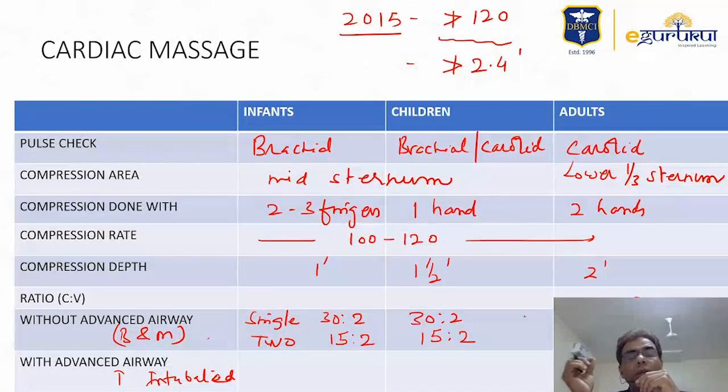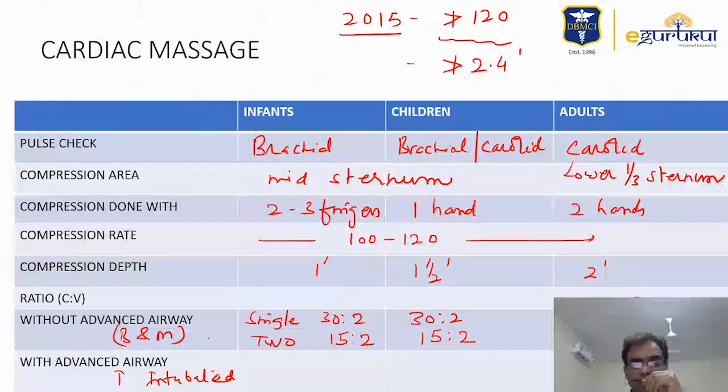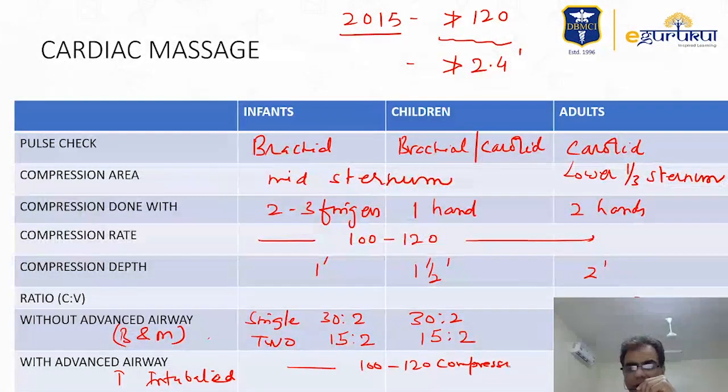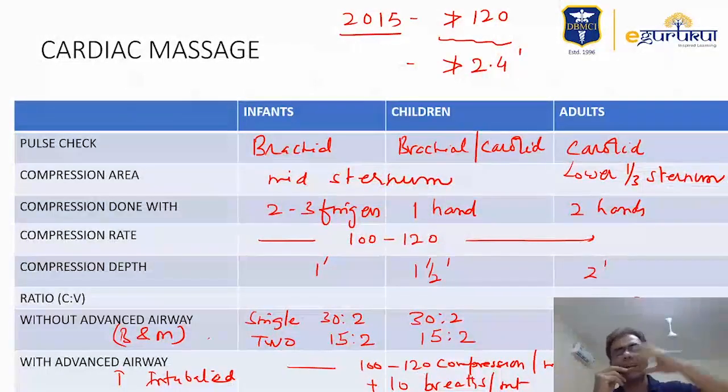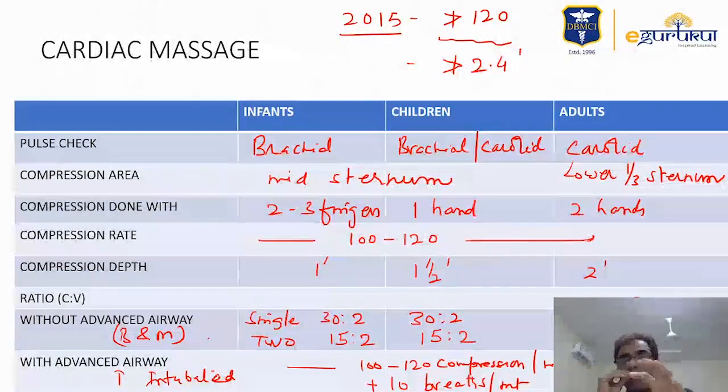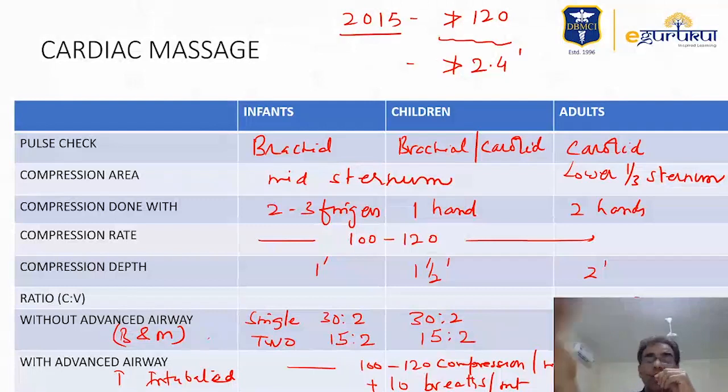But once you have intubated the patient, then all these ratios finish. Then one person will continue compression at a rate of 100 to 120 compressions per minute, and the second person will give 10 breaths per minute. For all ages it is the same. One person will continue compression and the second person, by watch, will give one breath after 6 seconds, and the person giving compression will not stop at the time of breath, meaning there is no synchronization. In the previous method there used to be synchronization of 5:1.